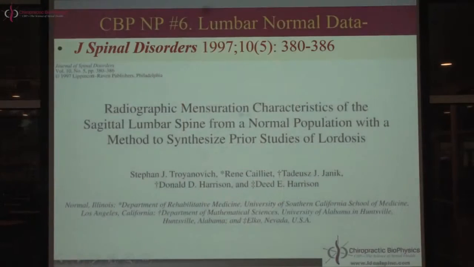So 1997, Journal of Spinal Disorders, radiographic measurement characteristics of the sagittal lumbar spine from a normal population with a method to synthesize prior studies of lordosis. And you'll see what that means as we dive into the paper.